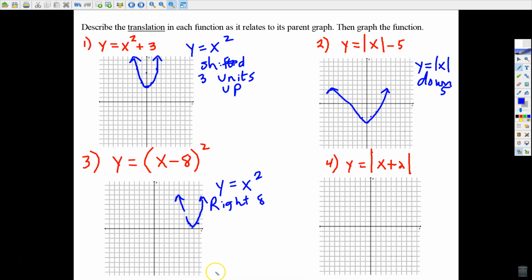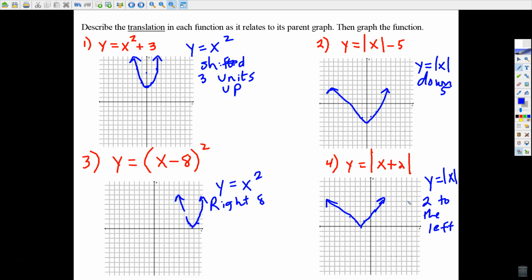Okay, BJ, number 4, what's the parent? Y equals absolute value of x. Good. And BJ, what's the translation? Okay, 2 to the left. So the original parent had vertex at the origin, and we're going to move all the points on the parent 2 to the left. And so it looks something like, man, I'm struggling, can't connect the dots real well. That's what I have to do.